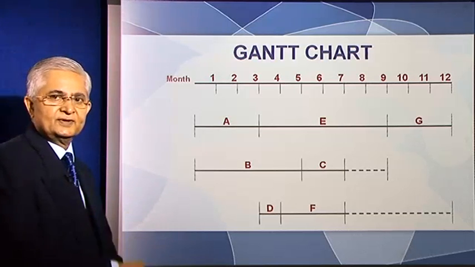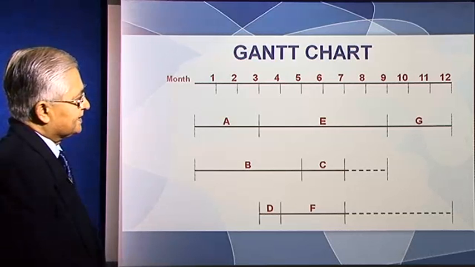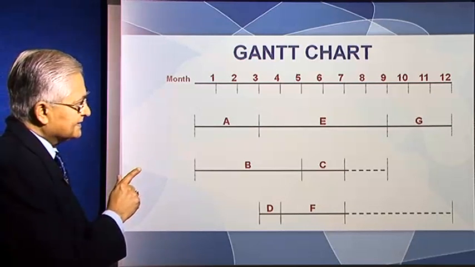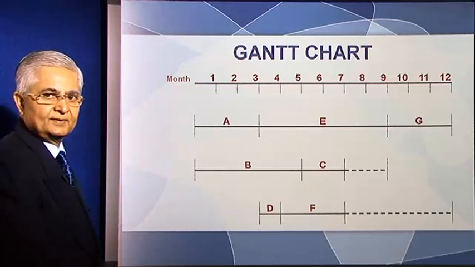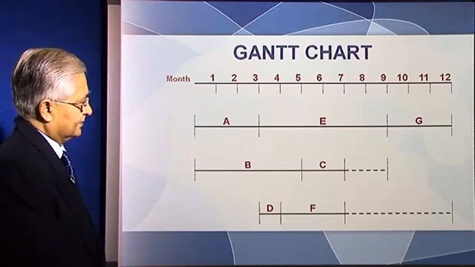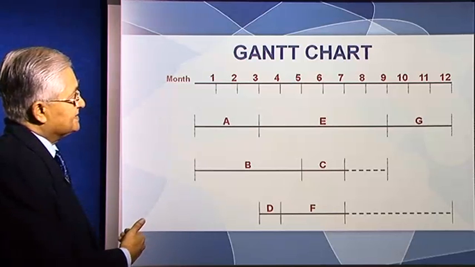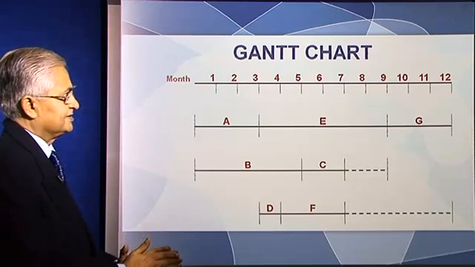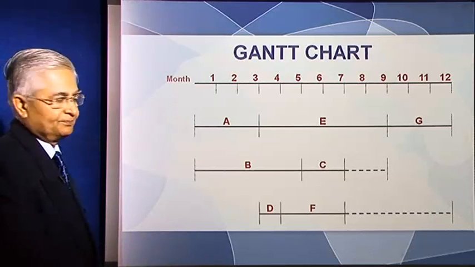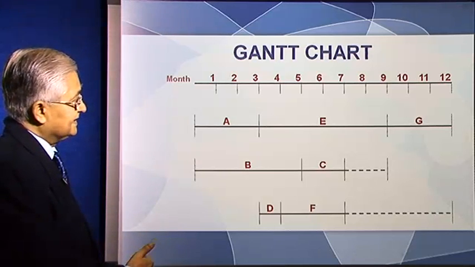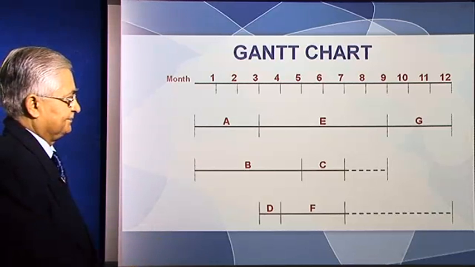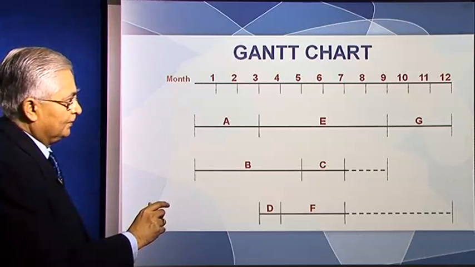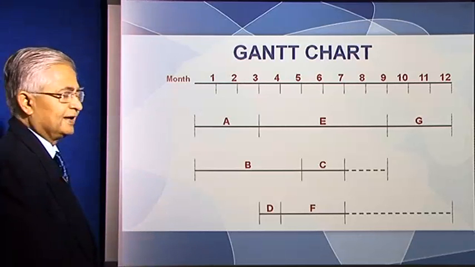The complication here is that G can begin only after both E and C are over, right? Okay. Now E takes 9 months. The earliest that E can be finished is 9 months. The earliest that C can be finished is 7 months. So in the case of C, you have a 2-month period which is called a float.